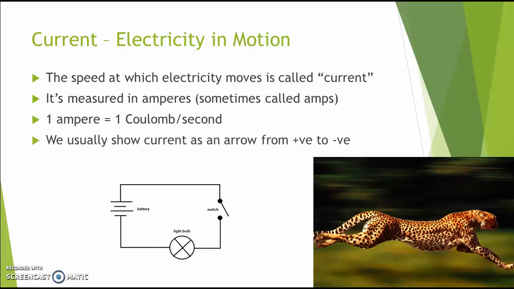Usually, we show current as an arrow from the positive part of a circuit to the negative part of a circuit. So when we close a switch like this one, current starts to flow because of the potential that's there. We'll get to this in a minute. And current flows from the positive part of the circuit to the negative part of the circuit.